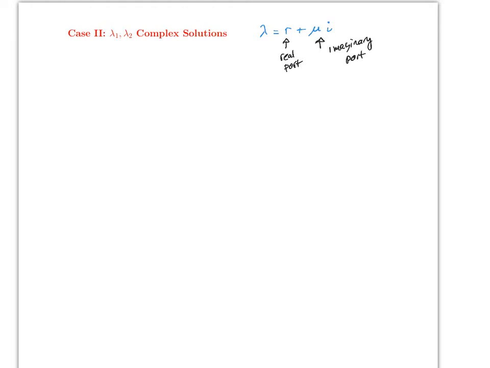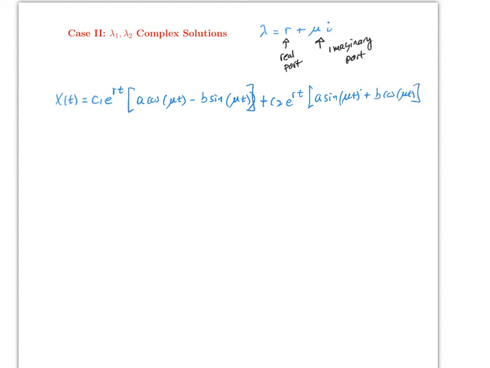Then the solution looked like this. Remember, x of t was equal to c1 e to the rt times a cosine mu t minus b sine mu t, plus c2 e to the rt times a sine mu t plus b cosine mu t. You did this in the last test, so this is not new.